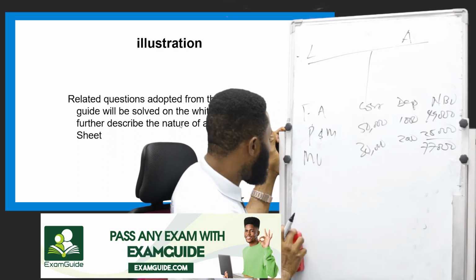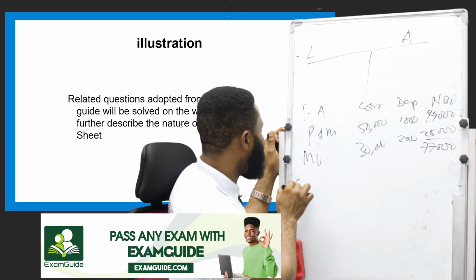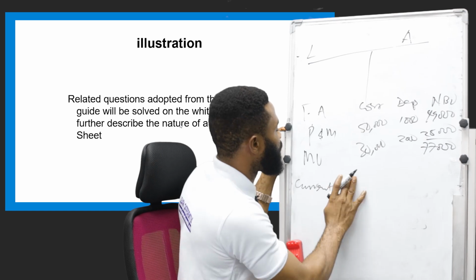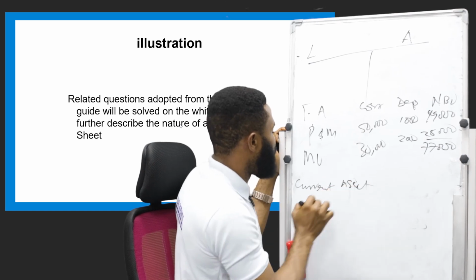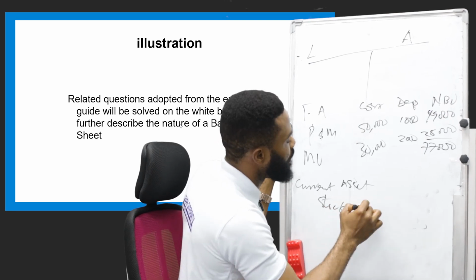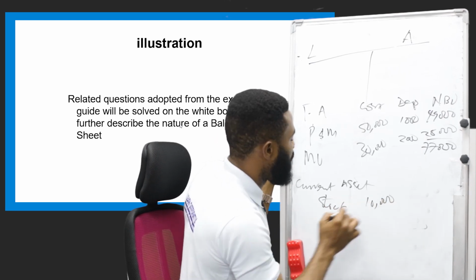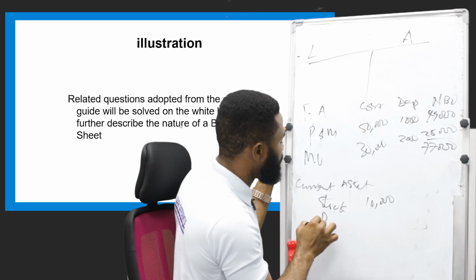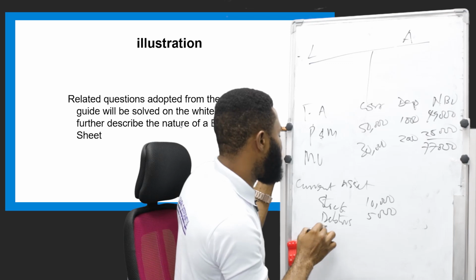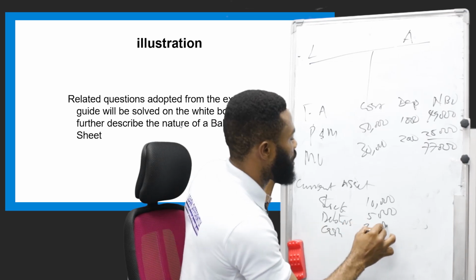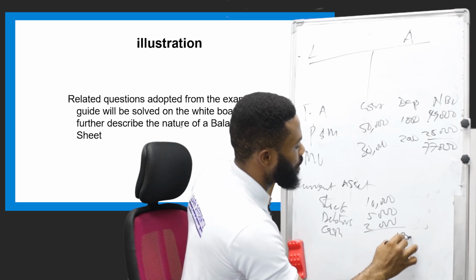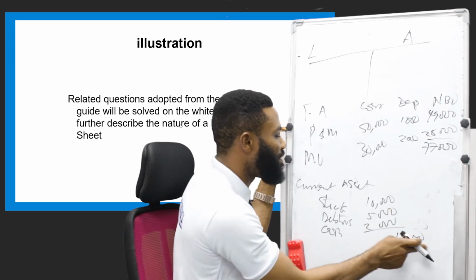Then you are now going to get your current asset. Let's assume your current asset. You have stock, maybe you have 10,000. You have debtors, 5,000. You have cash, 2,000. This is 17,000.